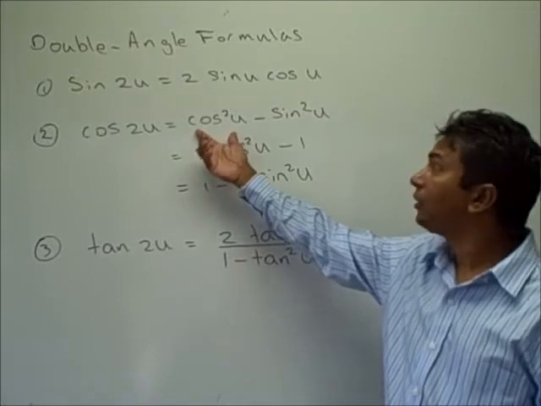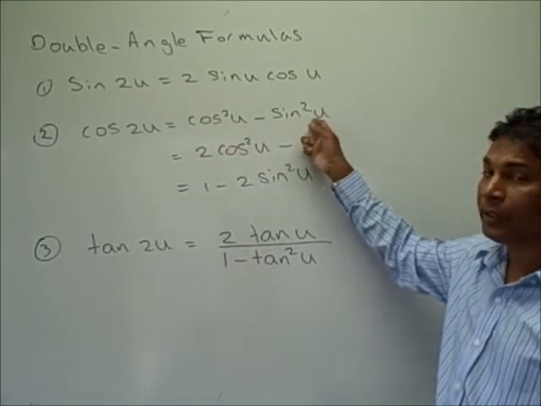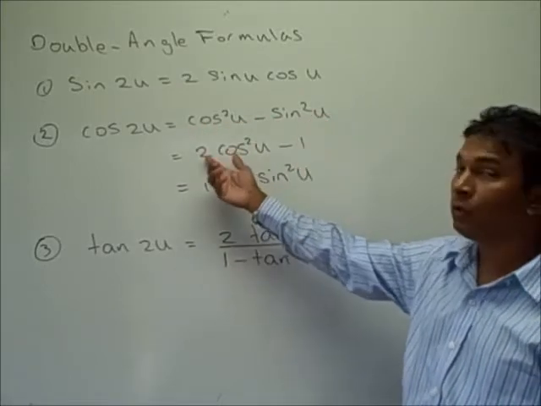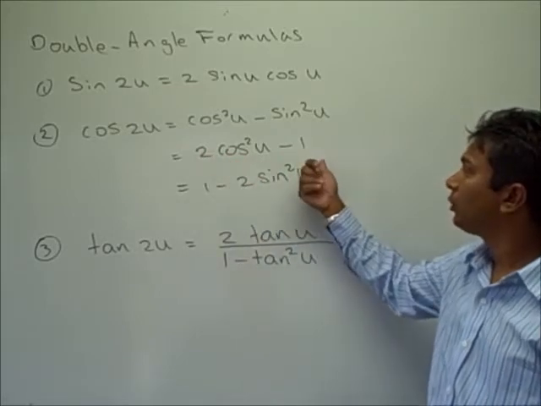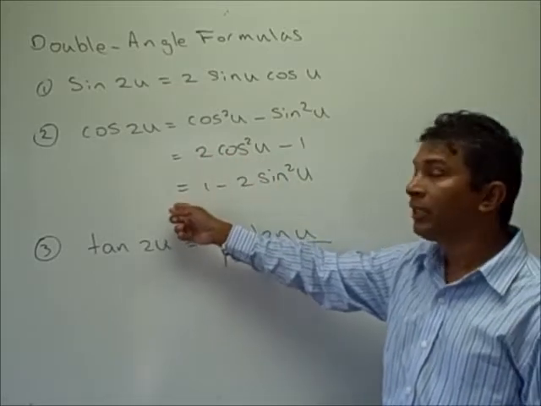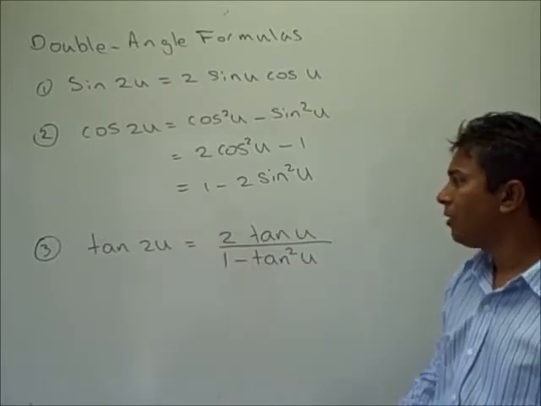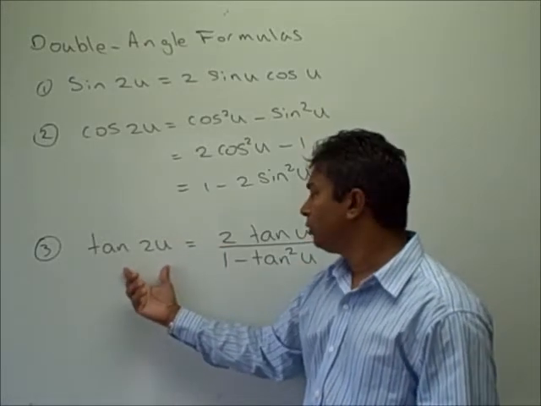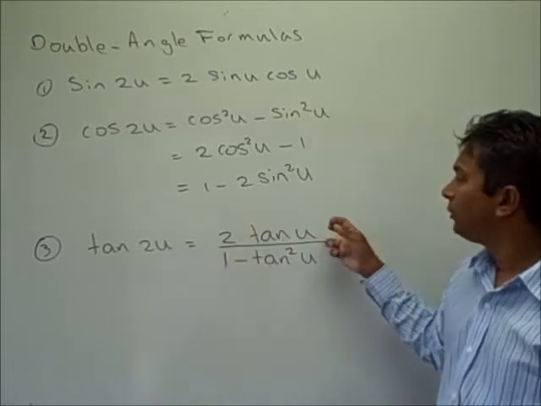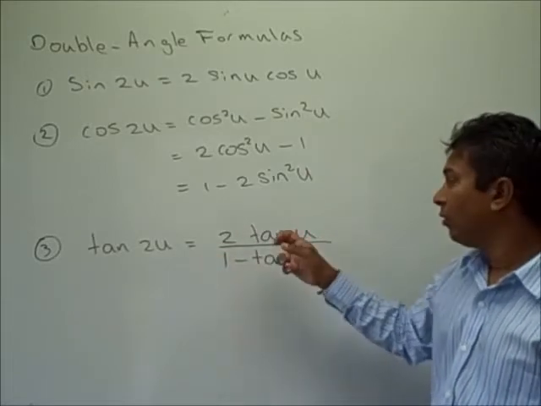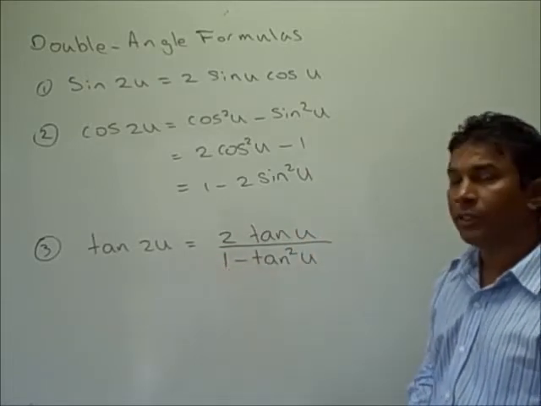For cosine of 2u, we have 3 alternatives. First one is cos squared u minus sine squared u, or we have 2 cosine squared u minus 1, or our final alternative is 1 minus 2 sine squared u. For tan of 2u, this is equal to 2 times the tan of u all over 1 minus tan squared u.